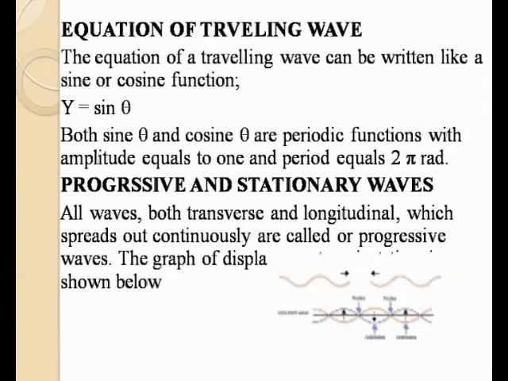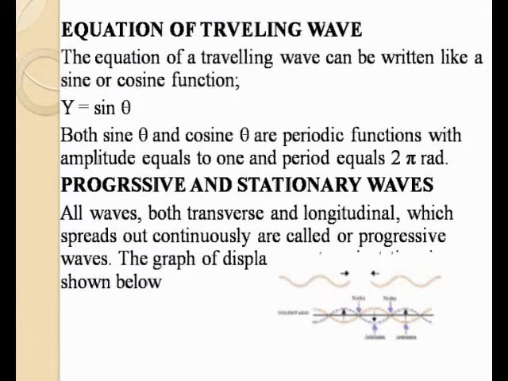So how do we now bring the wave equation into this? Let's go. We say that both sine and cosine are periodic functions with amplitude equal to 1 and period equal to 2 pi radians. Now, the general equation of your wave is y equals amplitude times sine of (omega t minus phi). This is the general equation. It's from this equation you will now be breaking a lot of things down.